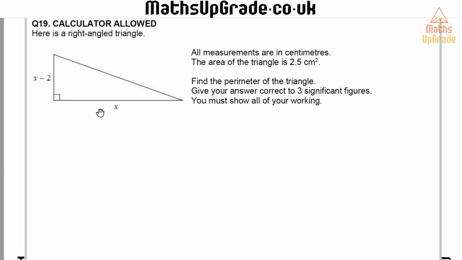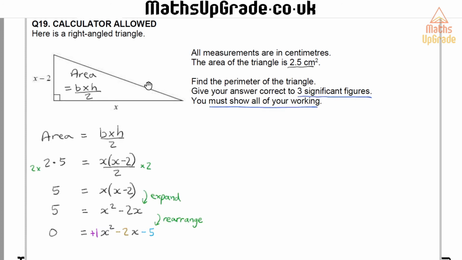So the fact that I mentioned Pythagoras, it does involve Pythagoras, but I don't need it until later on. What I need to do first of all is use this fact here, that the area of the triangle is 2.5 centimetres squared. Then I can form an equation relating these, and then I can find the value of x by solving the quadratic. When I've found the value of x, I can substitute it in, and then I can use Pythagoras to find the longest side, and therefore the perimeter of the triangle. So let's do that now.